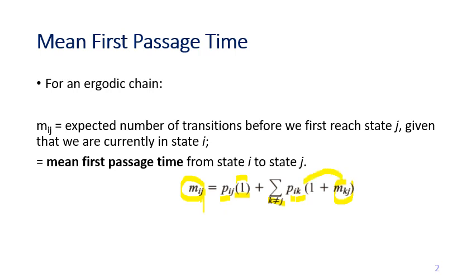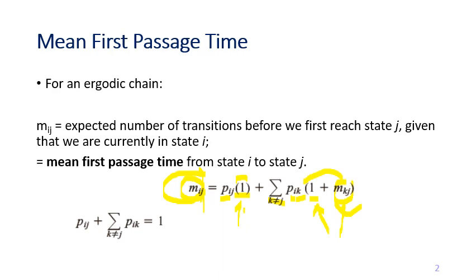If you look at this part, why is it 1 plus mkj? Because one step here is from I to K. So in one step, you go from I to K, and then in mkj steps, you will go from K to J. To summarize, when you want to say how many steps from I to J, you may break it down into one step, from I to J directly, or 1 plus mkj steps. One step here is from I to K, and then from K to J requires mkj steps.